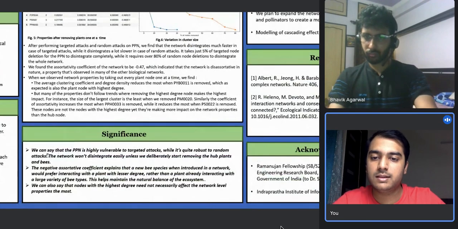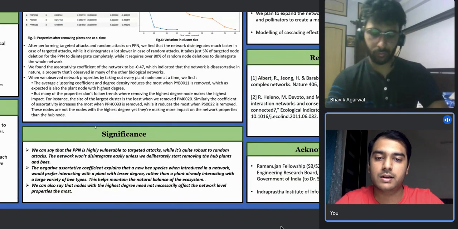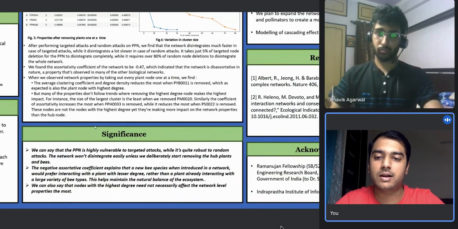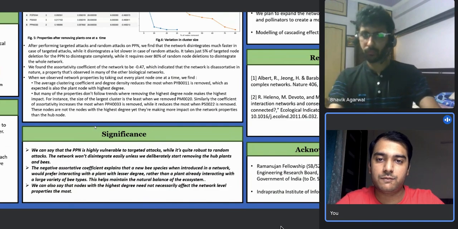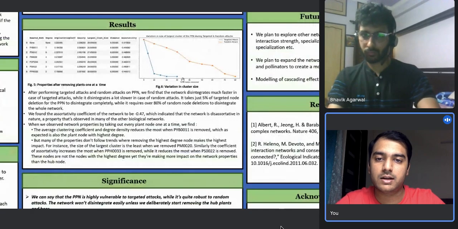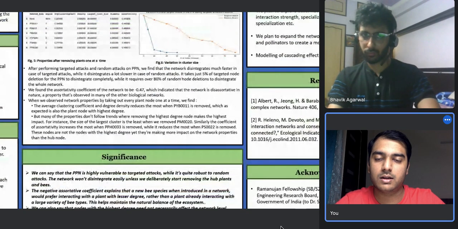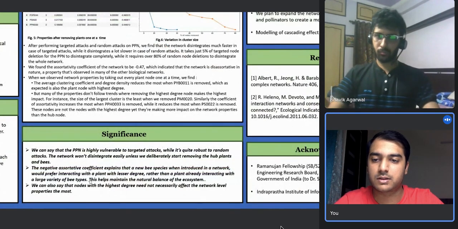Then the significance we can draw from these observations is that the PPN is highly vulnerable to targeted attacks, while it's quite robust to random attacks. And it is also visible in figure 6. In the graph we have plotted, this same observation can be seen: under targeted attacks, the size of the largest cluster drops very fast.